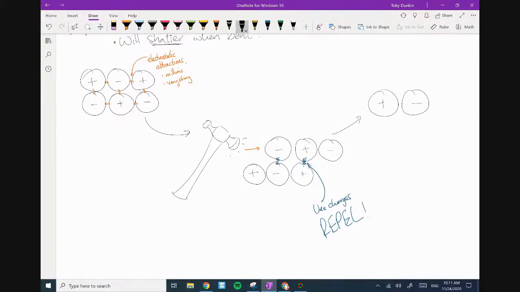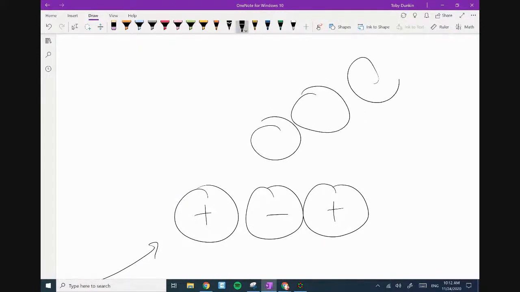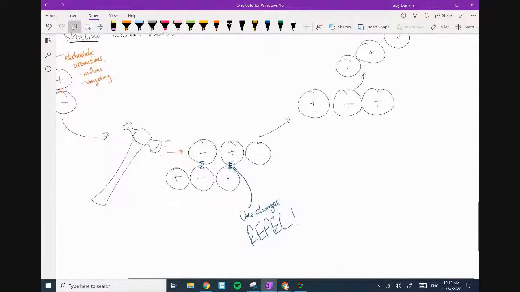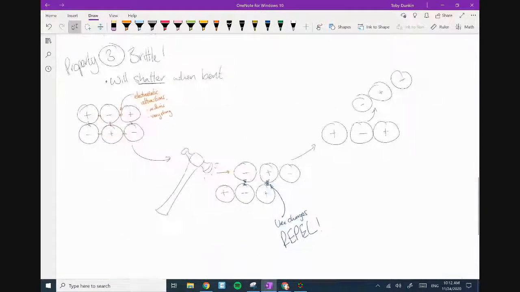Draw the bottom layer again. They will then push apart. The layers will simply repel each other. And so it shatters. They all suddenly move apart. And so you see a crack. So that is explaining why when you hit something ionic, it shatters.